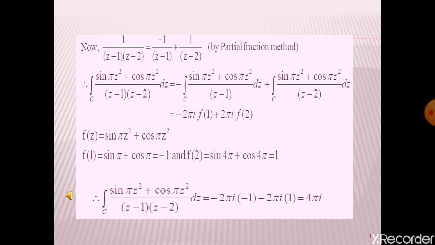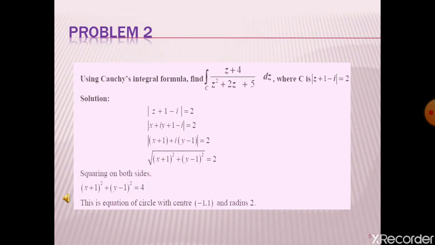Using the partial fraction method, we can resolve 1/((z - 1)(z - 2)) as -1/(z - 1) + 1/(z - 2). So the given integral is split into two integrals. Using Cauchy integral formula, we get -2πi f(1) + 2πi f(2). For both the integrals, we have the same function f(z), that is sin πz² + cos πz². Substituting 1 and 2, we get f(1) equal to -1 and f(2) equal to 1. Hence the given integral reduces to 4πi.